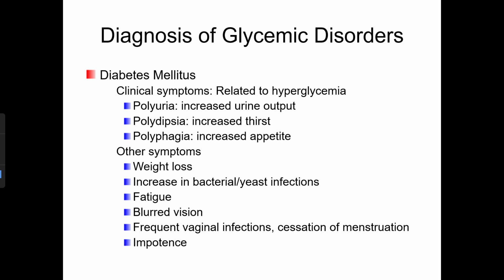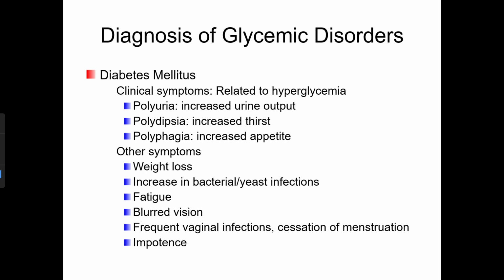So lots of glucose in the urine means lots of water will accompany that, and that leads to excess urine production. Polydipsia, well, you're losing a lot of water in your urine, so of course you're going to be thirsty. So increased thirst. And polyphagia, increased appetite. Other symptoms include weight loss, increase in bacterial or yeast infections.